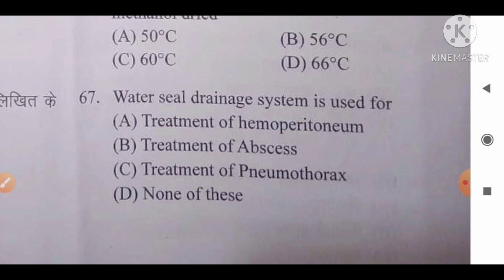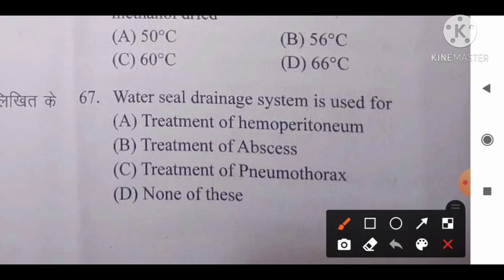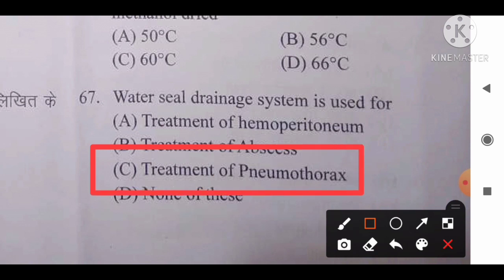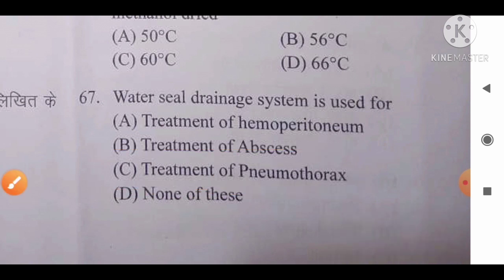And the fact available regarding this question, it is water seal drainage system, also known as underwater seal chest drainage system, allows the drainage or removal of pleural air, blood and other fluid to allow the re-expansion of lung, especially in pneumothorax or collapsed lung. So we can say the correct answer for this question is option C. It is used in the treatment of pneumothorax. Option C will be the correct answer for this question.